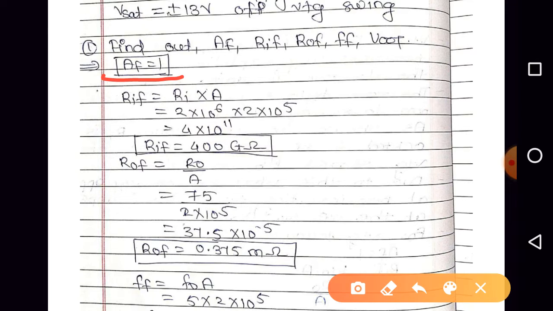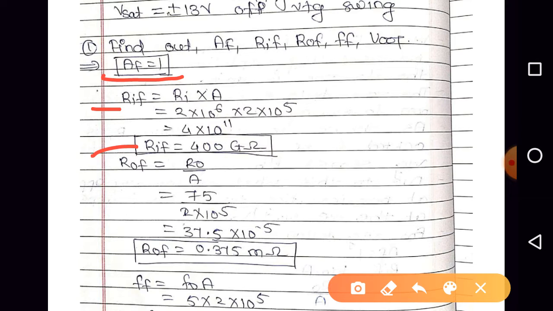For the voltage follower, AF is equal to unity. Feedback gain is unity, 1. Second, RIF, input resistance with feedback, is equal to Ri into A. Here Ri is 2 into 10 raised to 6, into A, 2 into 10 raised to 5. You do the simple mathematics, you will get RIF is equal to 400 gigaohm.